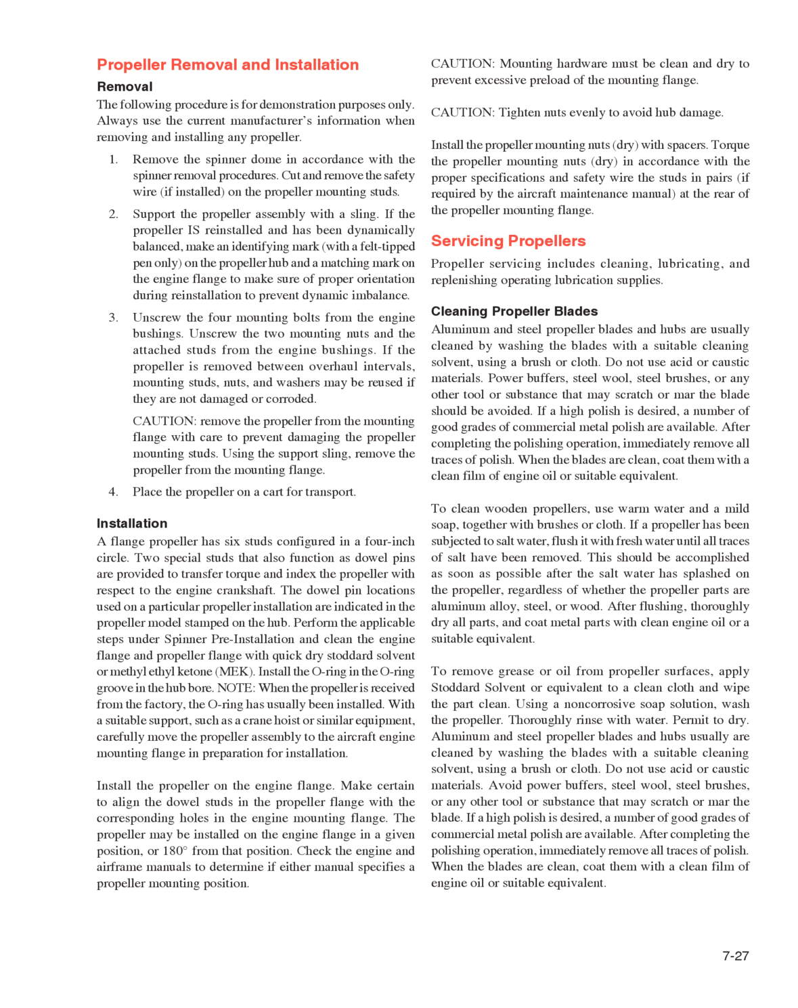To clean wooden propellers, use warm water and a mild soap, together with brushes or cloth. If a propeller has been subjected to salt water, flush it with fresh water until all traces of salt have been removed. This should be accomplished as soon as possible after the salt water has splashed on the propeller, regardless of whether the propeller parts are aluminum alloy, steel, or wood. After flushing, thoroughly dry all parts, and coat metal parts with clean engine oil or a suitable equivalent.